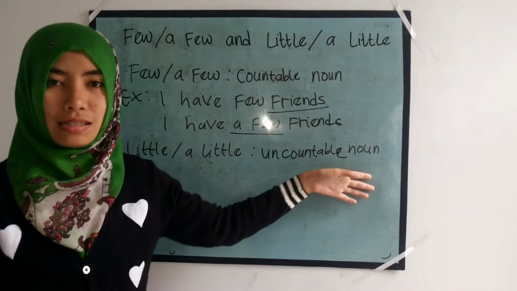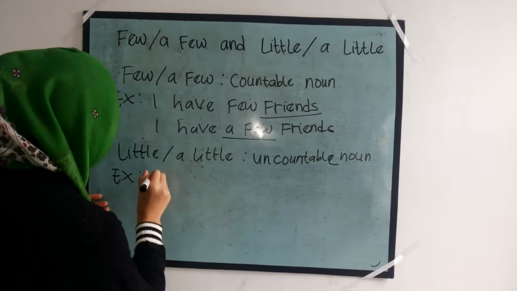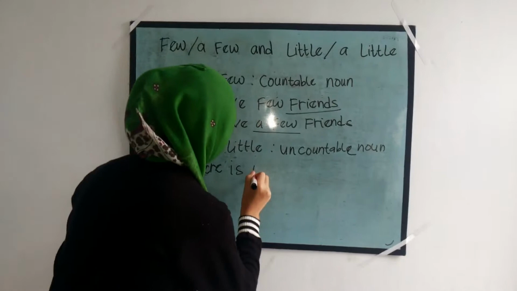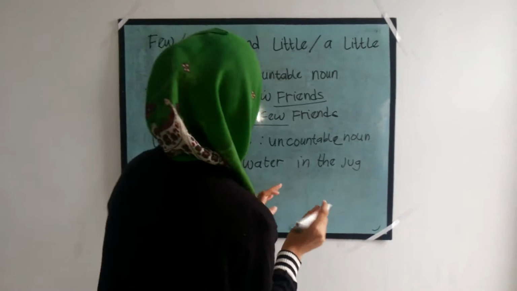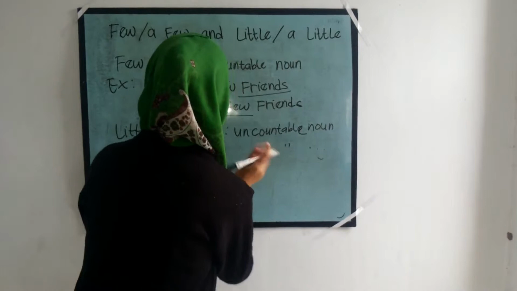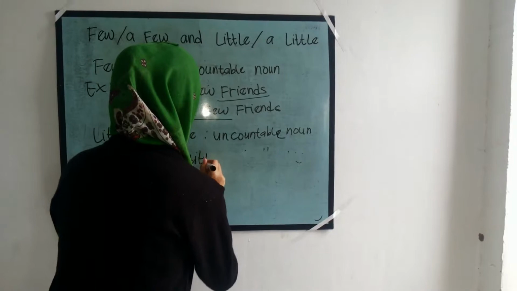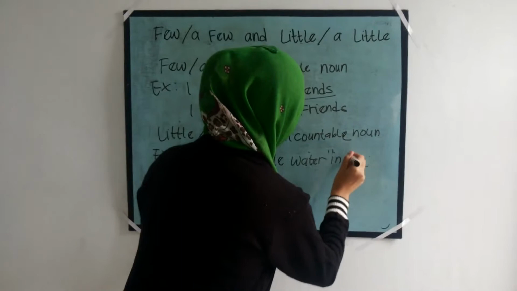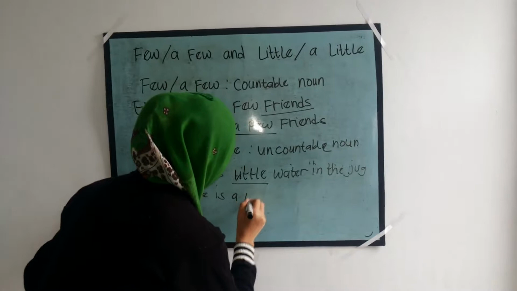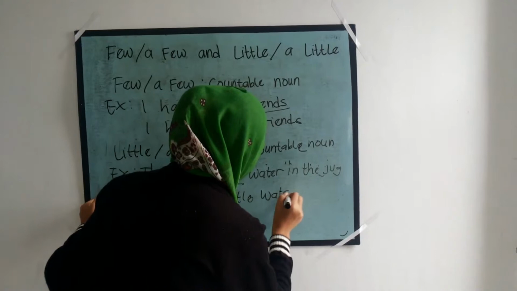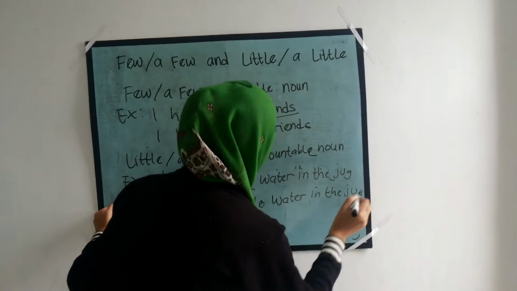Little and a little are for uncountable nouns. Example: there is little water in the jar.